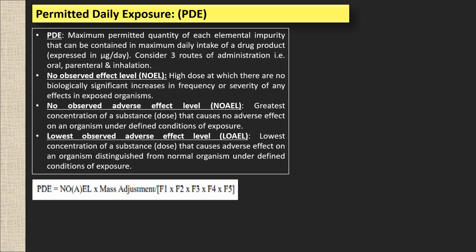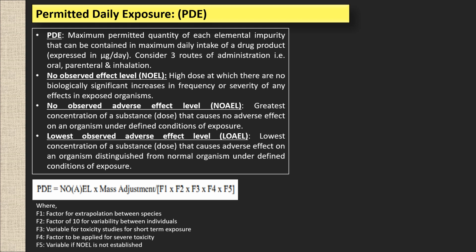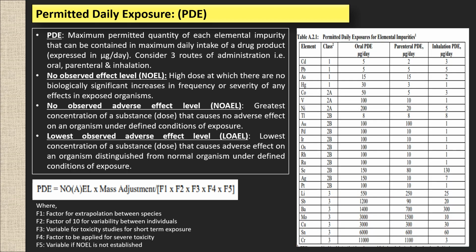If we see the formula for PDE, it includes NOEL mainly, and if it is not available, NOAEL, into mass adjustment by 5 factors, that is F1, F2, F3, F4 and F5, where F1 is the factor for extrapolation between species, F2 is a factor of 10 for variability, F3 is a variable for toxicity studies for short-term exposure, F4 is a factor to be applied for severe toxicity, and F5 is a variable if NOAEL is not established.